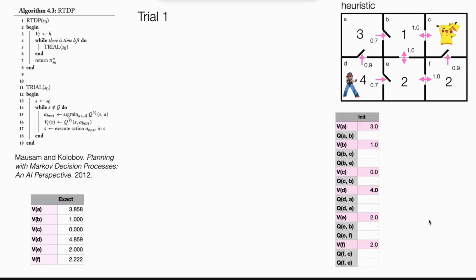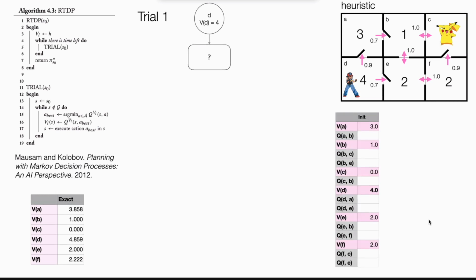So our trials look like this. We initialize all our state values using our heuristic. So that gives us a good initialization in this case, because we saw from the previous slide that these are actually pretty close to the true values. We start at our initial state, so we're assuming our initial state is room D, or state D.